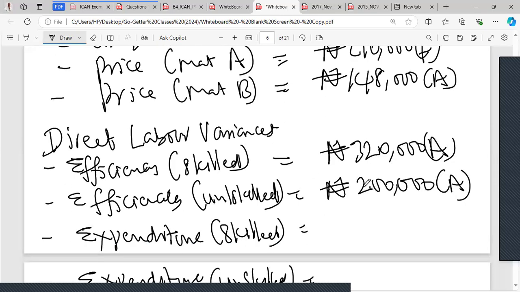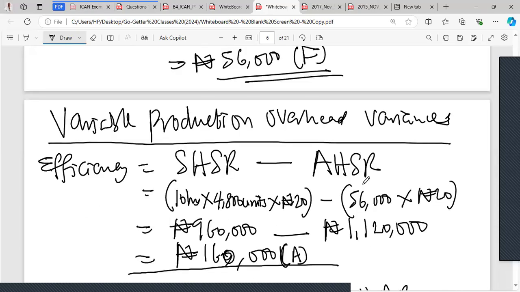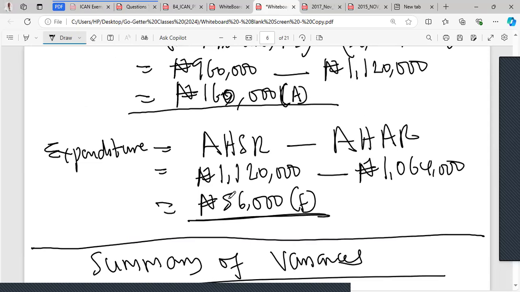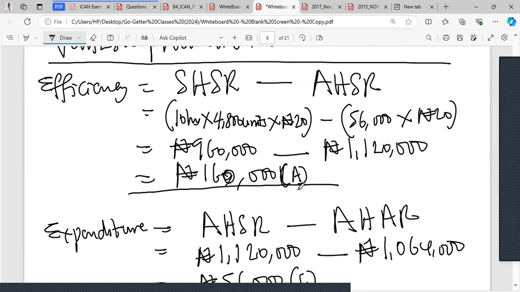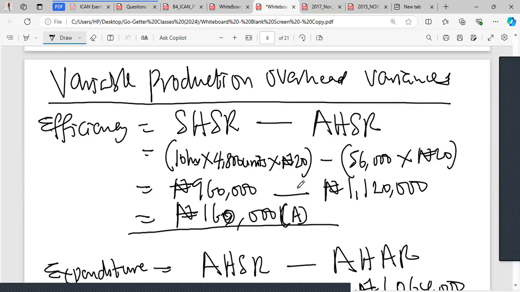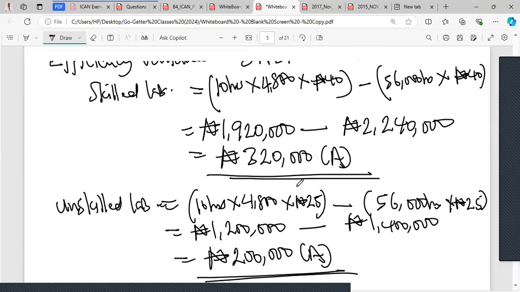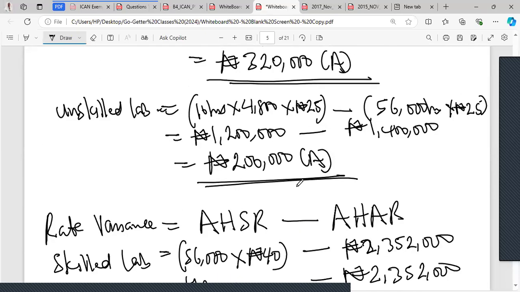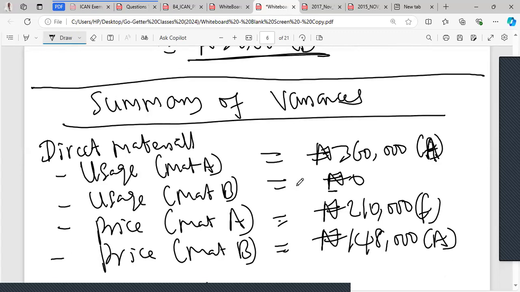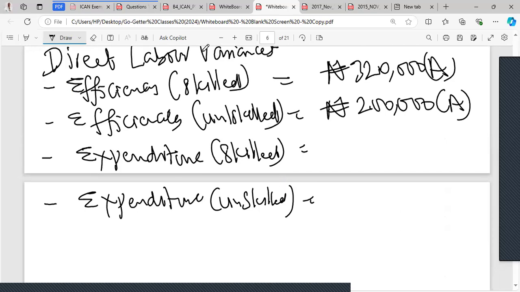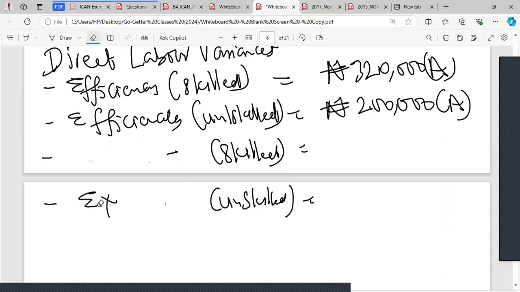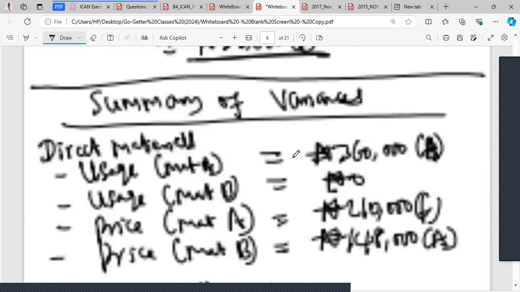Okay, then expenditure, skilled and unskilled. Expenditure, skilled. What did I do? Okay. Oh, sorry, it's not expenditure, it's rate. I'll change it to rate. Variable overhead is expenditure. So this is rate, rate variance, rate, and this is rate. Skill is rate.